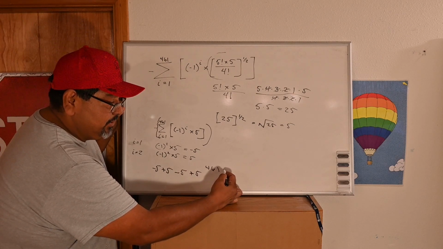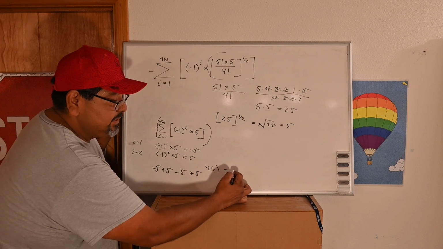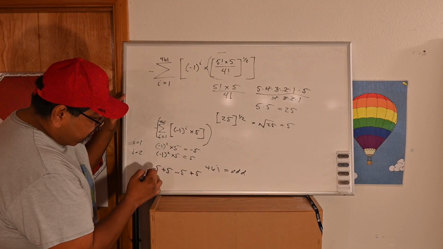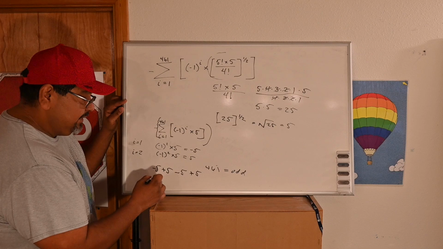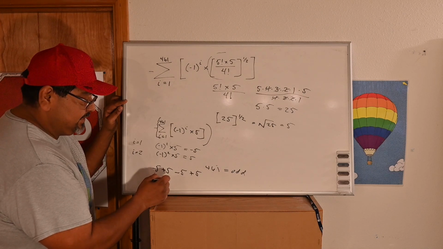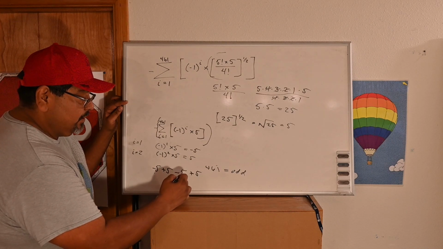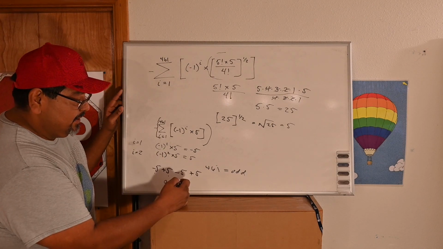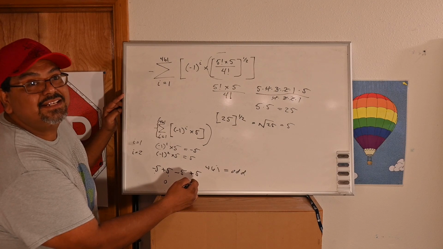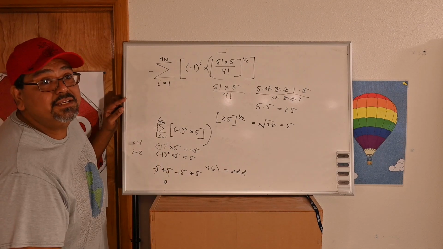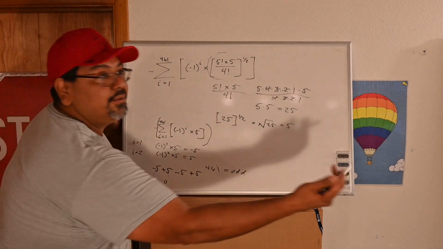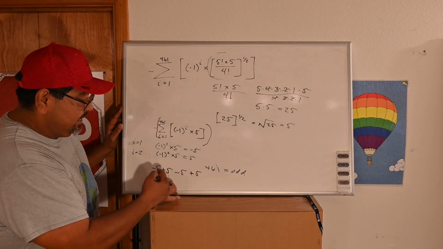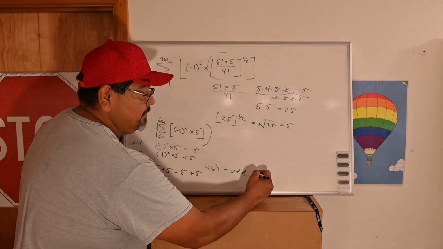461 is an odd number, right? Because of the 1, we know it's an odd number. So if it's odd, it's minus 5. If it's even, minus 5 plus 5 is 0. If it's odd again, 0 minus 5 is minus 5. Minus 5 plus 5 again, when it's even, it's going to be 0. We're going to do that all the way up until we get to 461. If it's odd, we know it's going to be minus 5.